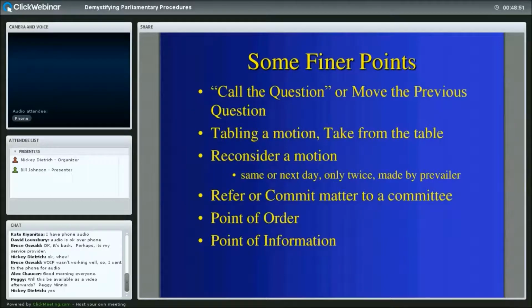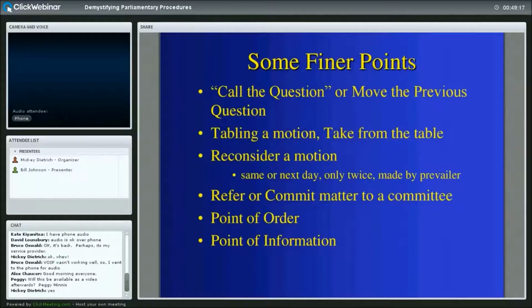Point of order is a motion that simply asks, if someone in the group thinks that we're not following the proper rules of order, they can make a point of order, and that forces the parliamentarian to weigh in on whether or not. Sometimes they would have to look things up in the handbook and so forth, but making a point of order is the way to ask for enforcement of the rules.